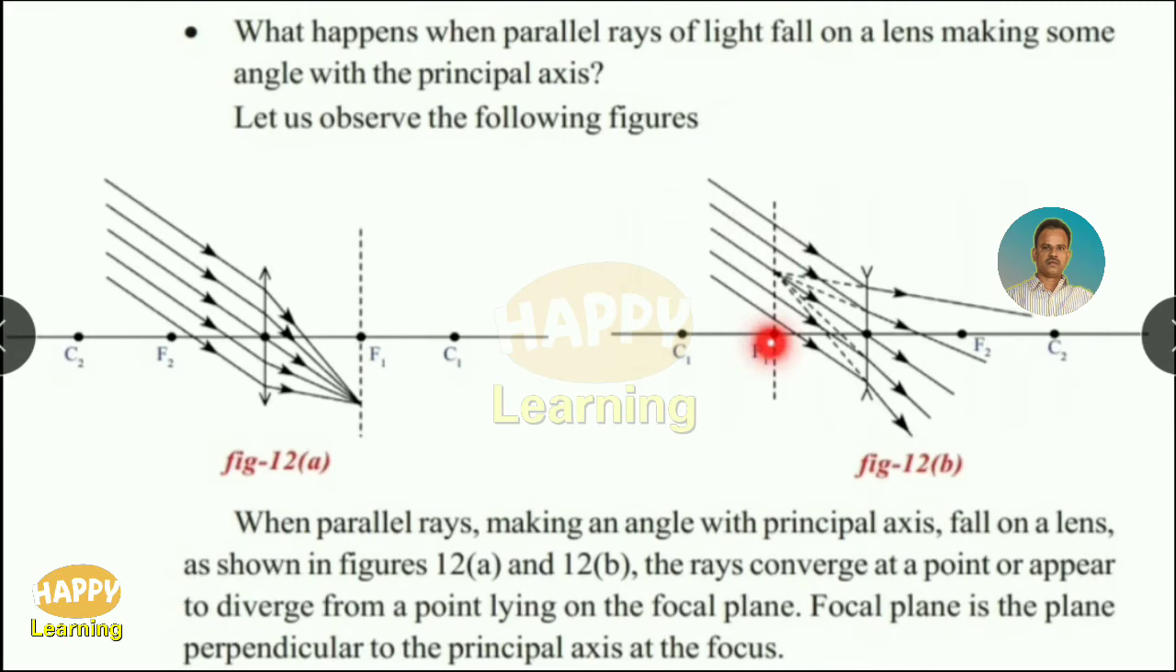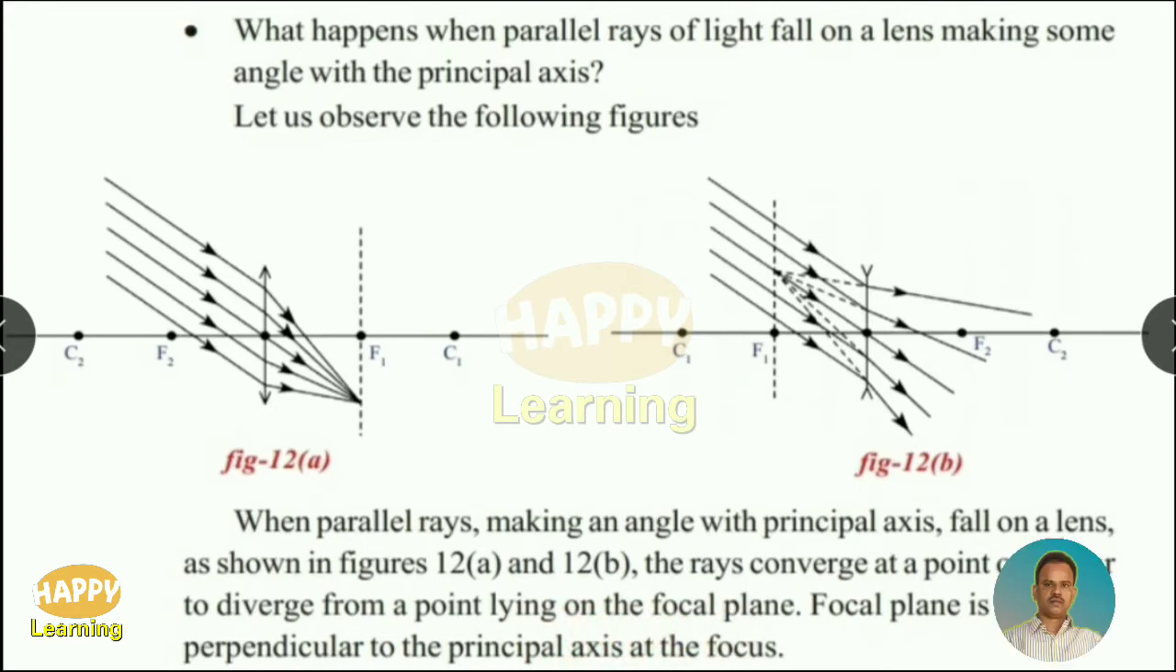That means main focus. When parallel rays making an angle with the principal axis fall on a lens, the rays converge at a point or appear to diverge from a point lying on the focal plane. Focal plane is the plane perpendicular to the principal axis at the focus. Note this point. Focal plane is the plane perpendicular to the principal axis at the focus. Okay, right.